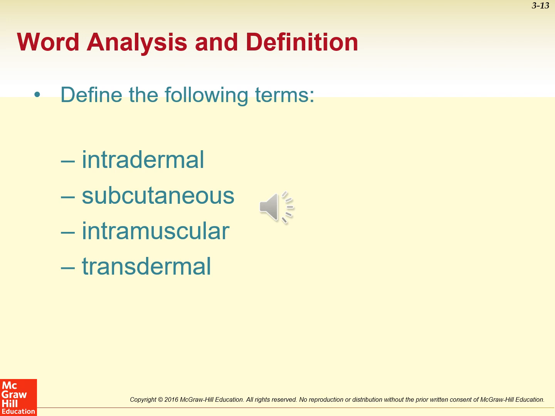Intradermal, within the epidermis. Subcutaneous, below the skin. Intramuscular, within the muscle. Transdermal, going across or through the skin. Identify the prefixes in the terms. What are the different routes for injections and medications?